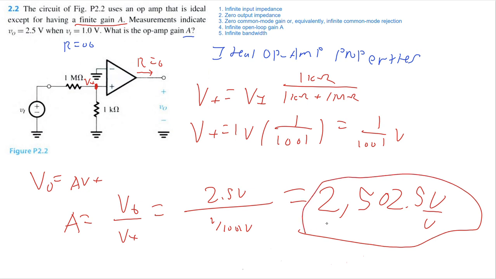Note that the unit of the gain should be volt over volt. For every volt that I get at my positive rail, I'm returning 2,502.5 volts at my output. That's essentially what this is saying. That's the problem.